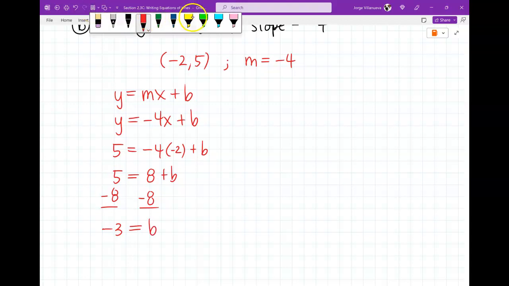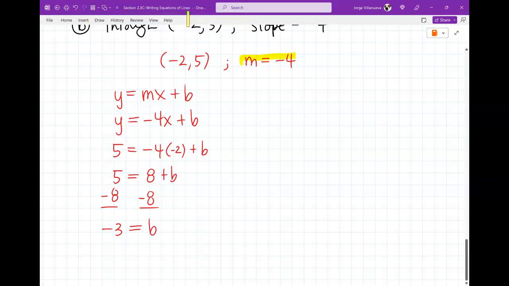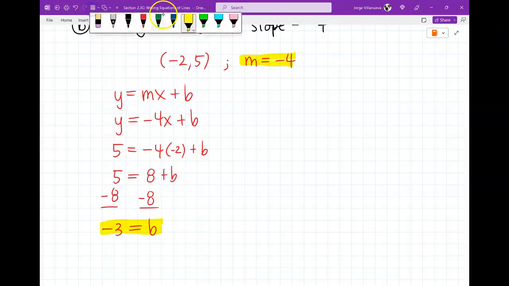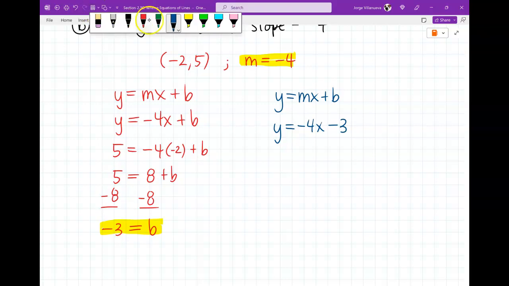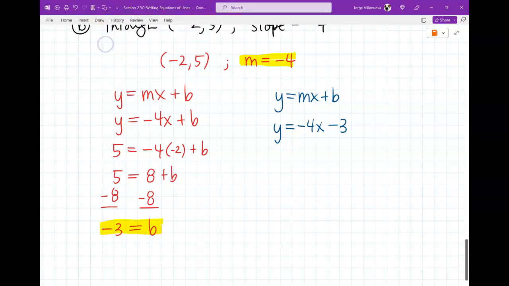So now I have the two pieces that I need. I have my slope and I have my b value. So I'm just going to get my equation here, y equals mx plus b. Again, you guys don't have to write it as much as I do. I just do it out of habit now. Anytime I'm going to use the formula, I write it. So y equals mx plus b. m is negative 4 and b is negative 3. And that's it. You're done with that problem.